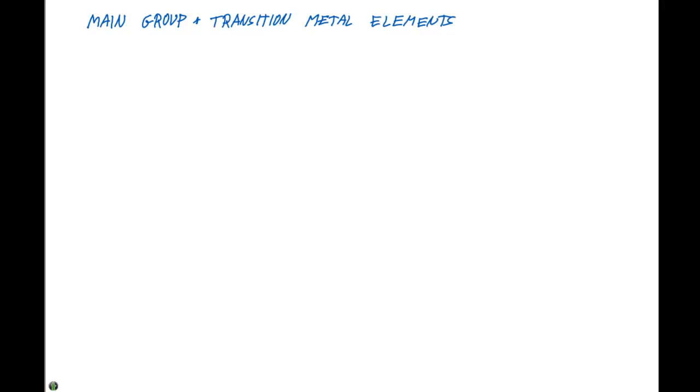In this video, we'll discuss the differences between the main group and the transition metal elements and look at some of their characteristics. If you look at the periodic table in the front cover of your textbook, at the top we can see different groups where we say Group A and Group B. Group A we refer to as main group elements, and Group B we refer to as the transition metals.